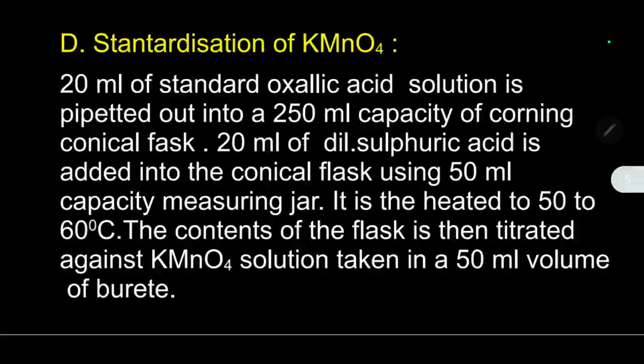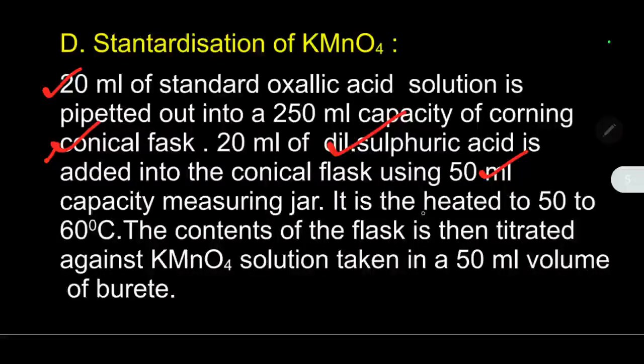Next, 20 ml of the oxalic acid solution that we prepared by weighing, which we will call the standard solution, is pipetted out into a 250 ml conical flask. 20 ml of dilute sulfuric acid is added into the conical flask using a 50 ml measuring jar, because for dilute sulfuric acid we have to use a measuring jar.